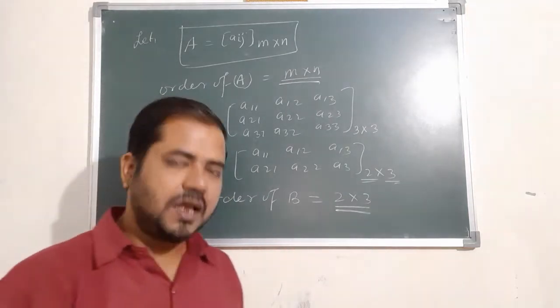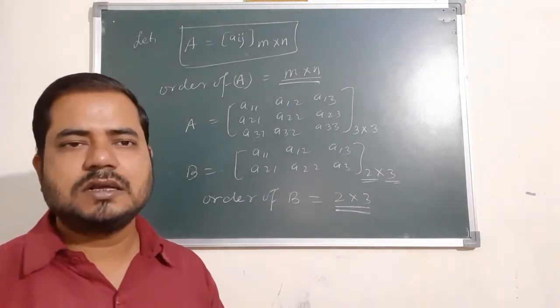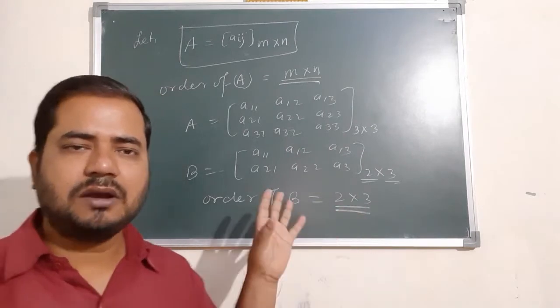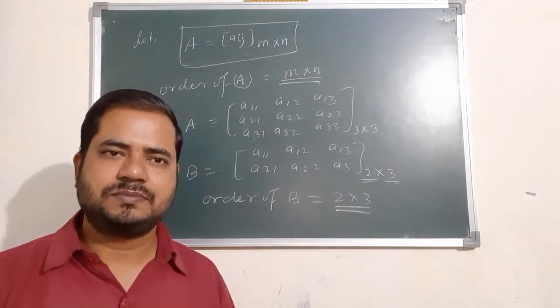So this is the order of a matrix. And here, if we consider a matrix, then we consider only those matrices having entries that are real numbers. That means we consider here only real matrices. Clear? Only real matrices.